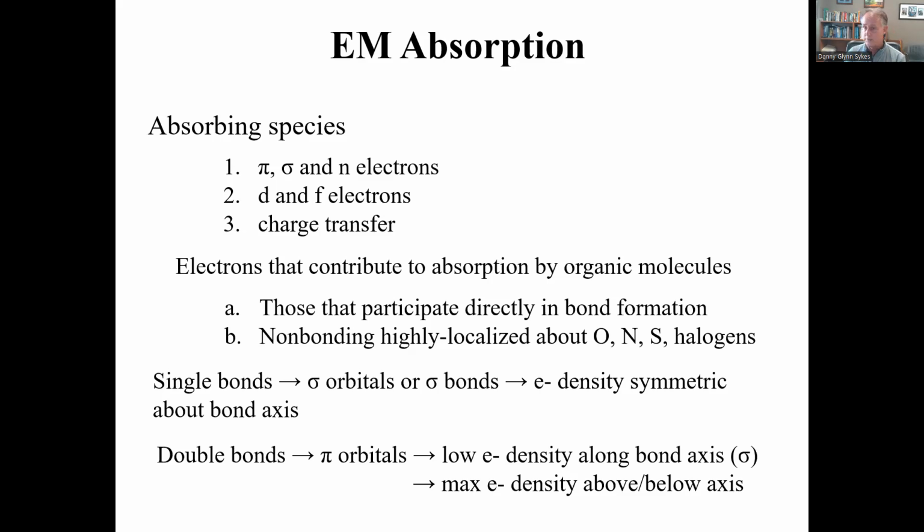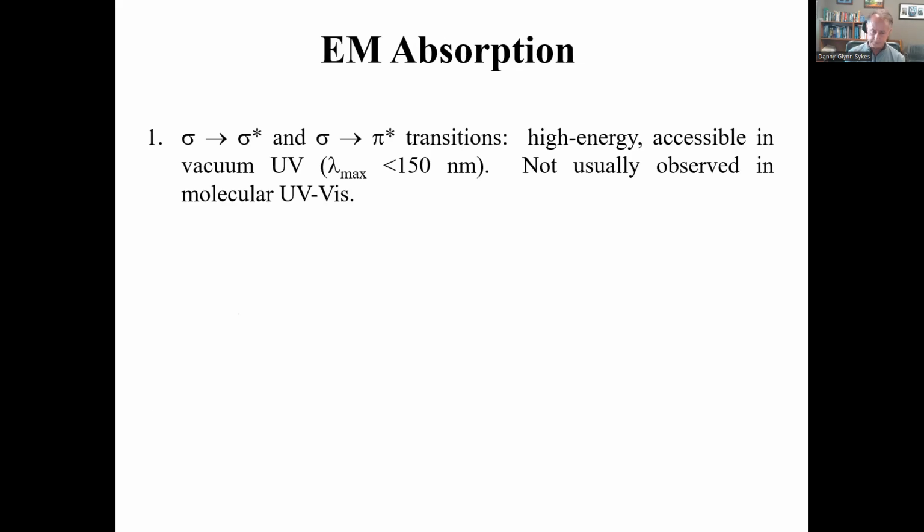If I have a single bond, these are described by sigma orbitals, or electrons in the sigma bonds, and the electron density here is symmetric about the bond axis. Double bonds have both pi orbitals and sigma orbitals, and pi orbitals have low electron density along the bond axis, but they have maximum electron density above and below that axis. These are the ones we're typically looking at, in addition to the non-bonding.